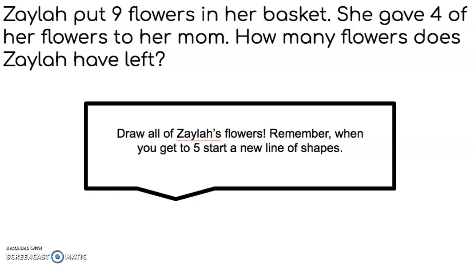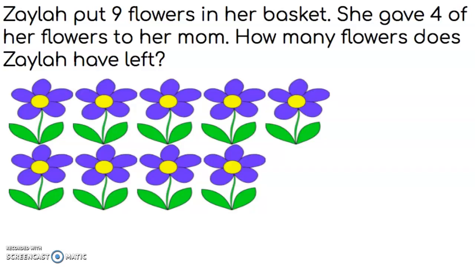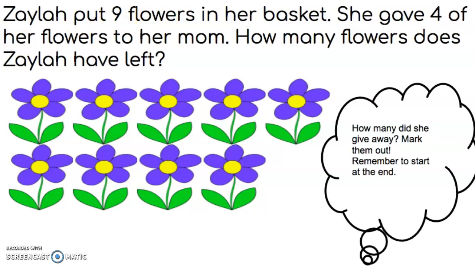All right, do you have your flowers? Here are my flowers. Let me count them, just to be sure that I have the right amount. 1, 2, 3, 4, 5, and then I go to the next row. 6, 7, 8, 9. Check my problem. She had 9 flowers. Awesome. She had 9 flowers. Then she gave 4 of them away.